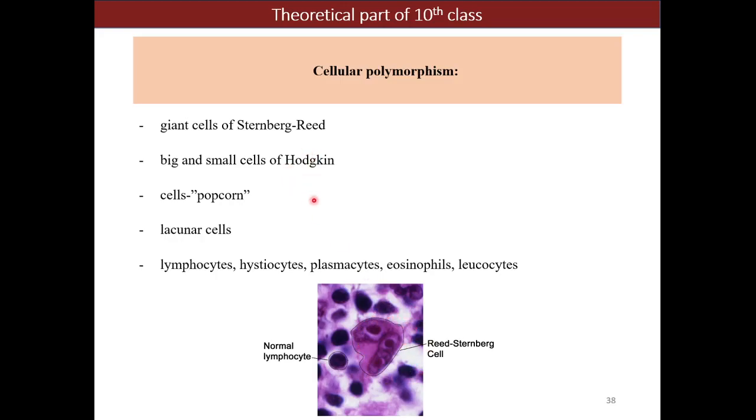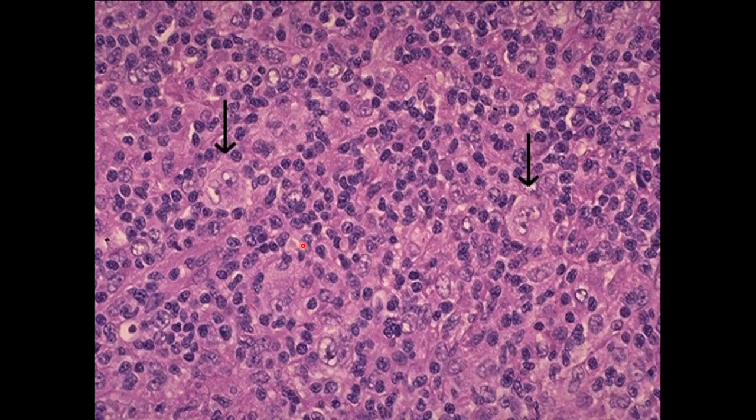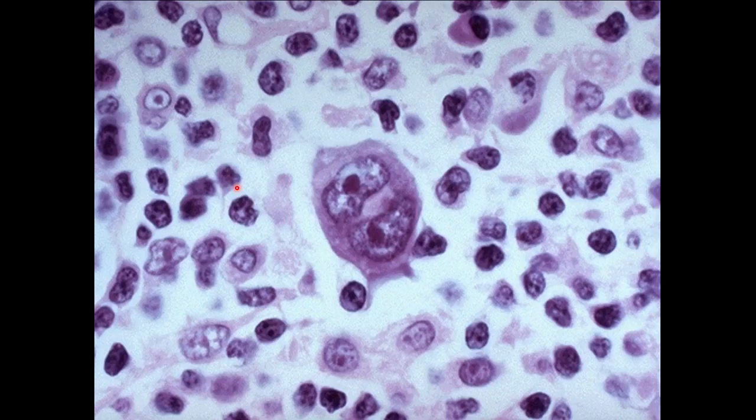Big and small cells of Hodgkin, popcorn cells, and some other lacunar cells, lymphocytes, histiocytes, plasmacytes, and some other cells. So we may see Hodgkin cells or cells of Reed-Berezovsky-Sternberg here. They look like coal. One more photo of this.